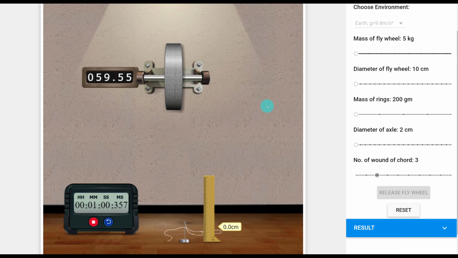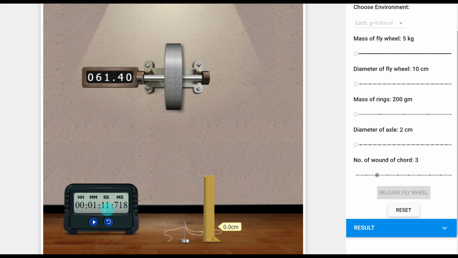So once the flywheel stops, you have to stop the clock also. You see the clock now, this particular clock will be stopped automatically. The moment it stops here, that's all. I didn't stop it actually, because this is a simulation. They have written the program in such a way that whenever the flywheel stops, this particular clock also stops. But in a real life experiment, you have to press the stop button in the stopwatch.